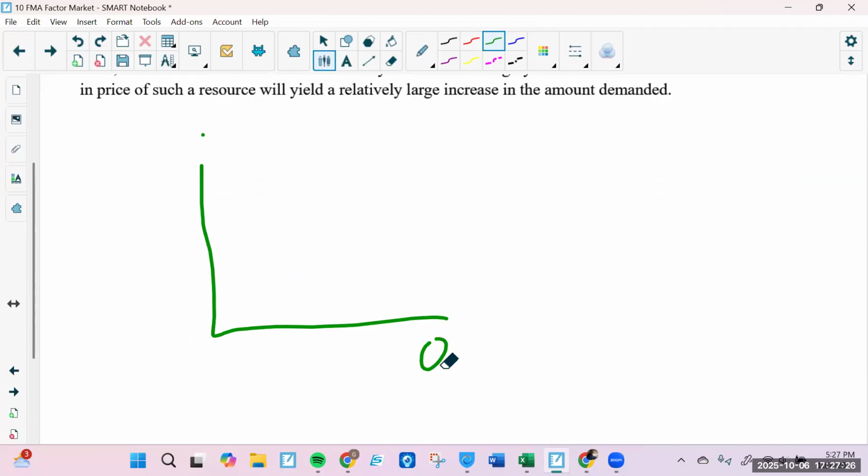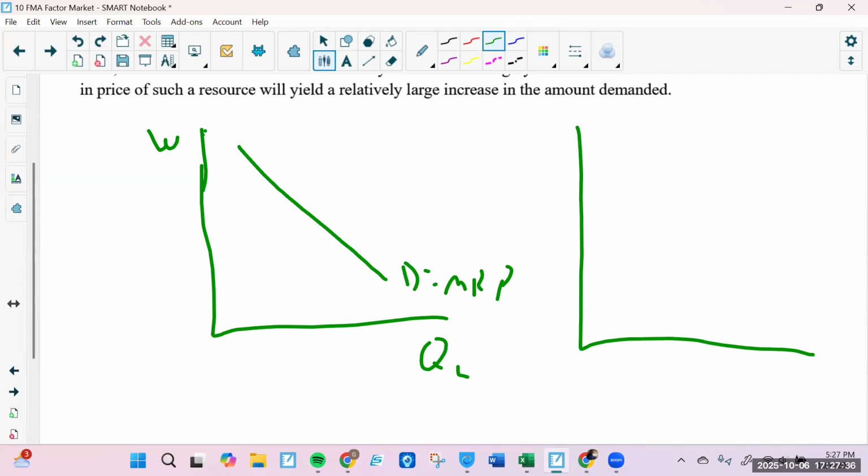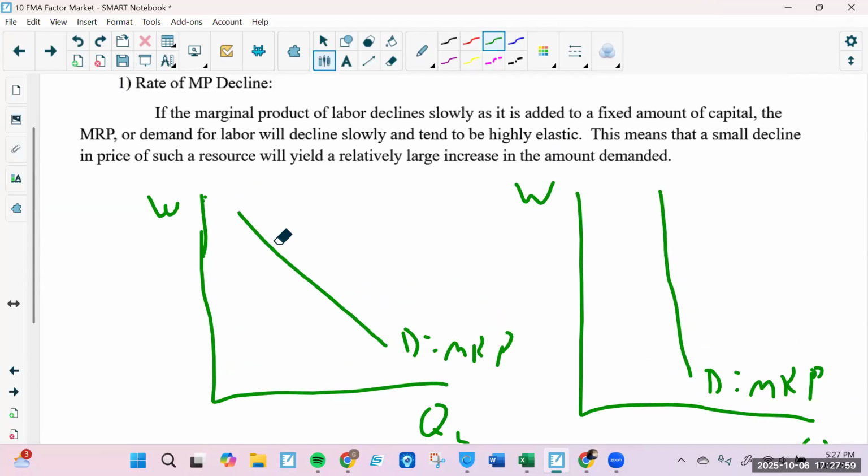So what we're going to do now is change the slope of this demand curve. We've got quantity of labor and we've got our wage rate. So this would be a normal old demand equals MRP. And if I told you no, it's actually going to be more inelastic, then you could draw it steeper like this. The one on the right would be a more inelastic demand curve. The one on the left would be a more elastic demand curve. And of course, I could draw one really, really flat to make it very, very elastic. Okay, what causes it to become more elastic or more inelastic?